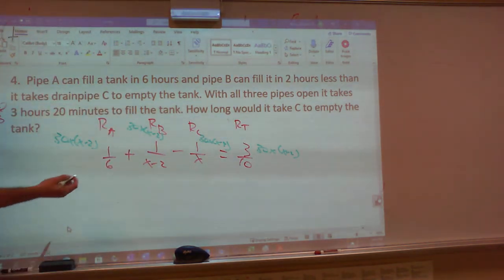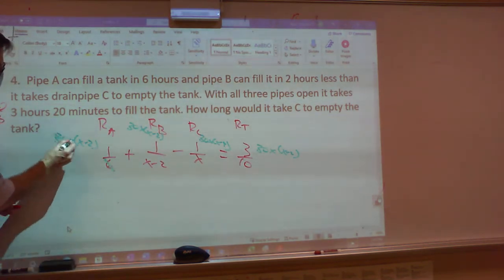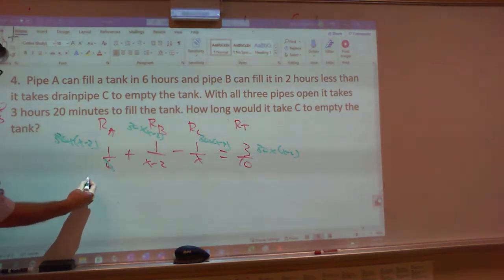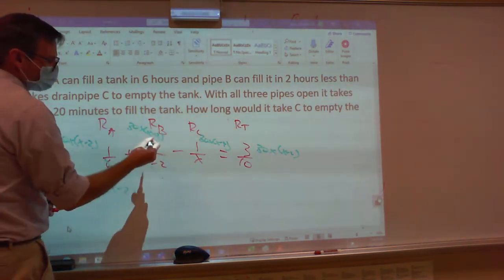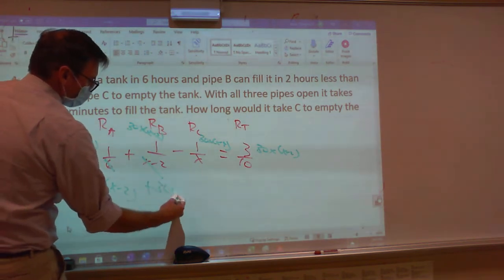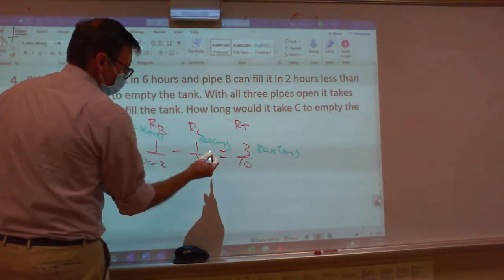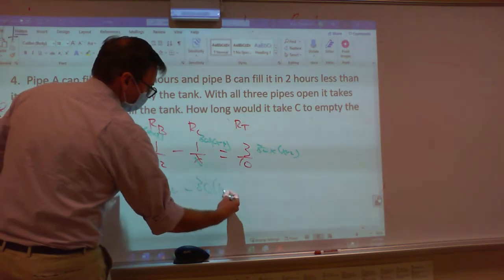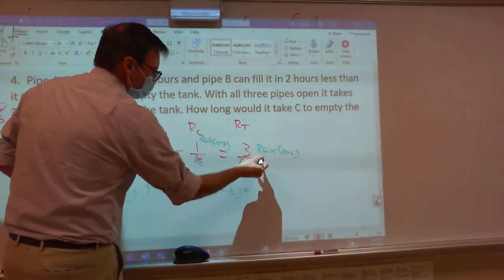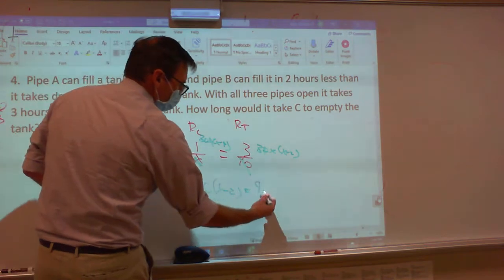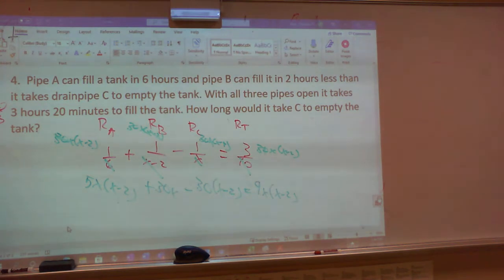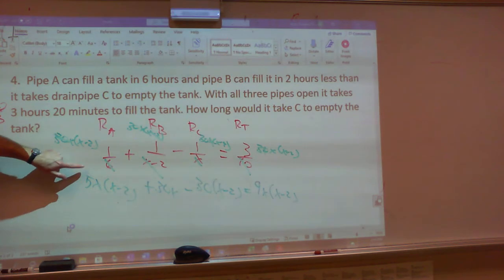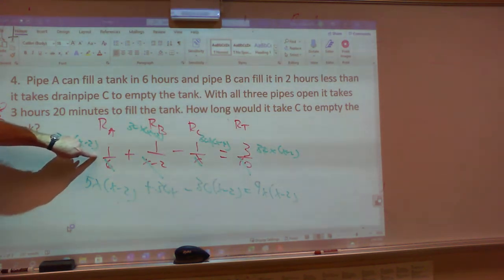All right. So now 6 goes into 30 five times, so this gives me 5x times x minus 2. The x minus 2's cancel, so I get a plus 30x. This x cancels, so I get a minus 30 times x minus 2. 10 goes into 30 three times, and so I end up with 9x times x minus 2. And my claim is, I like the way this looks a heck of a lot better than the way this looked.